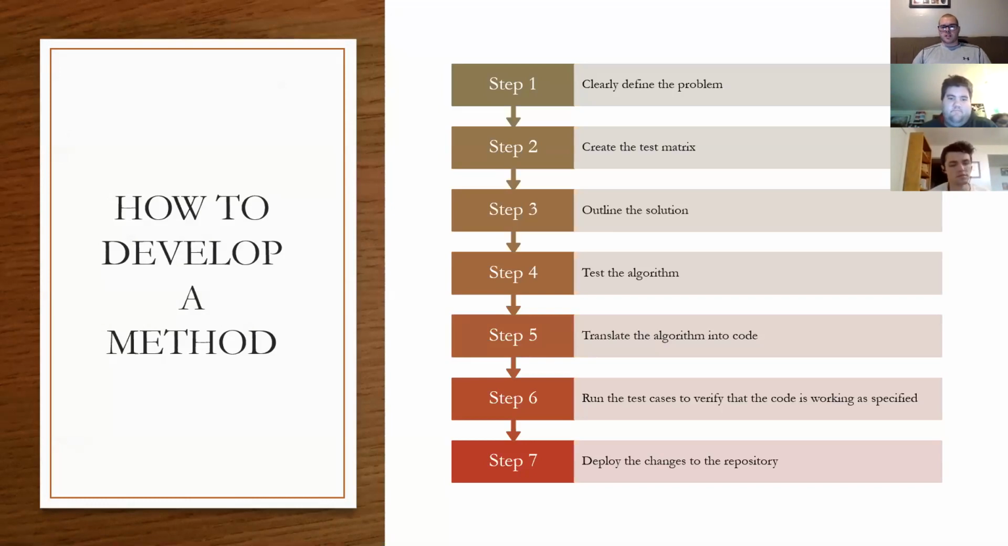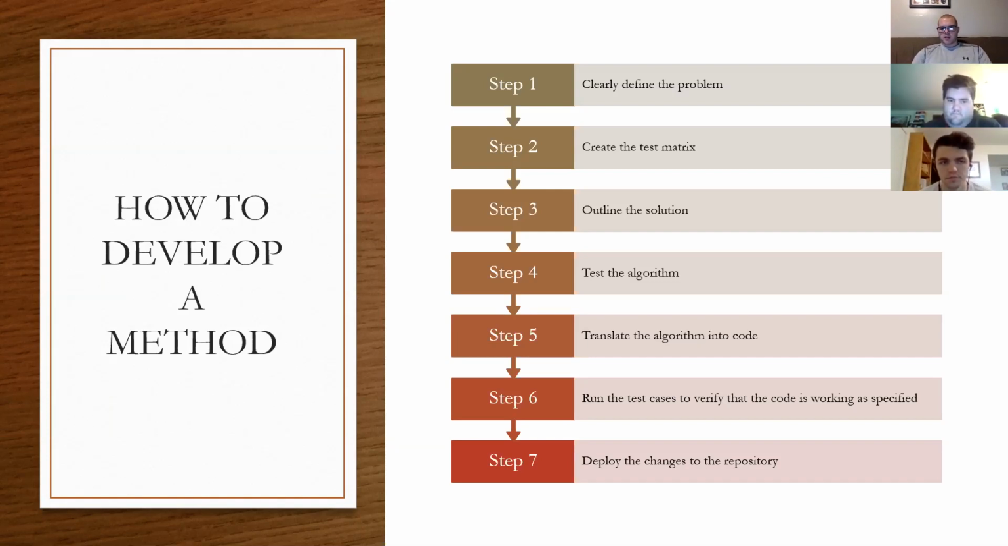Step 1, we want to clearly define the problem. Step 2, we want to create the test matrix. Step 3, we want to outline the solution. Step 4, we want to test the algorithm to make sure it runs correctly, or to make sure we have all of the information there that we're wanting to test.